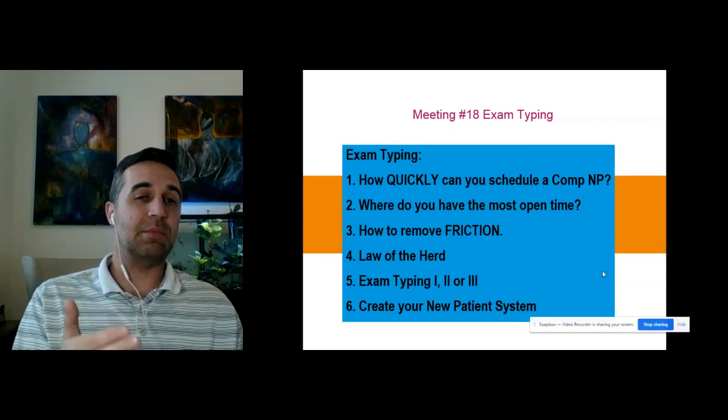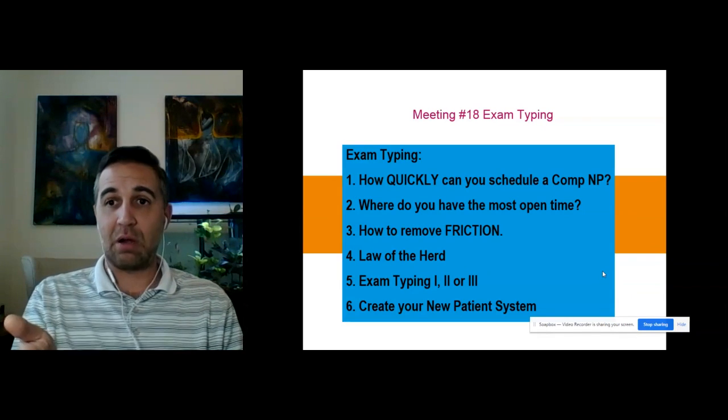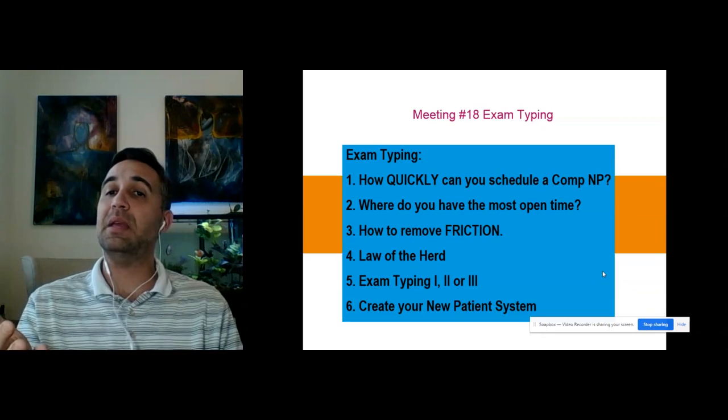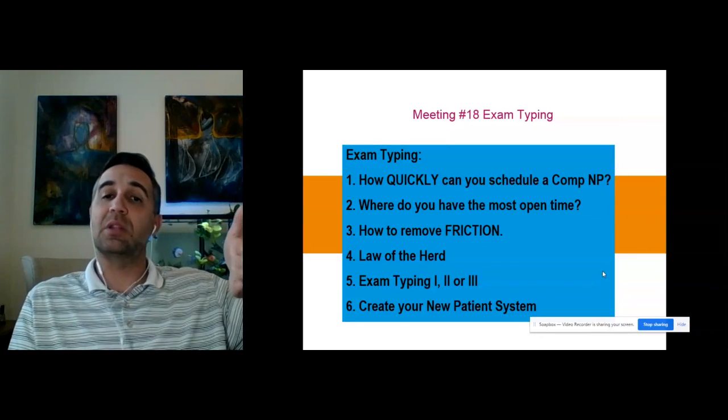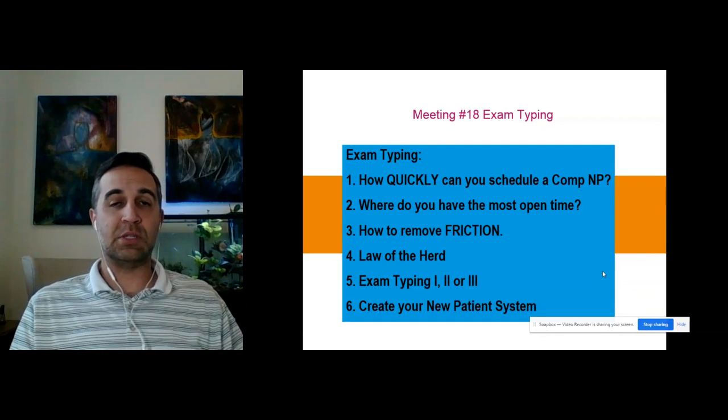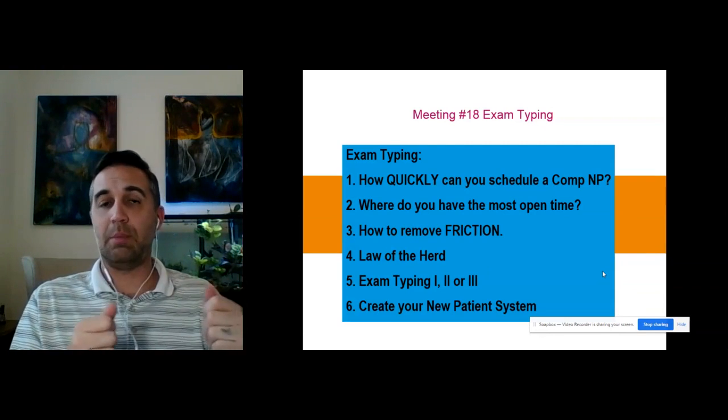And then exam type them. When you see them in the chair, exam type, look in their mouth and say, "This is a type 1, 2, or 3." We all know what that means. And then we know how much time to schedule them for the comp exam based upon that viewing and that exam typing, okay? And you've created your new patient systems now. You're going to tweak it. You're going to have to work on it, but that's okay.